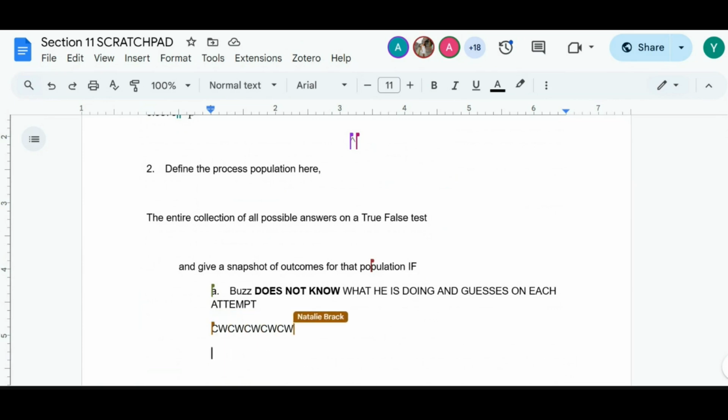Now, you see, if you don't know what to do and you guess, you should roughly have a 50-50 mix of C's and W's. Maybe you have a lot of corrects first and then you get wrong, but in the long run, you should see about 50-50 because you're guessing. Don't forget, if something is a population, what's the symbol we use?